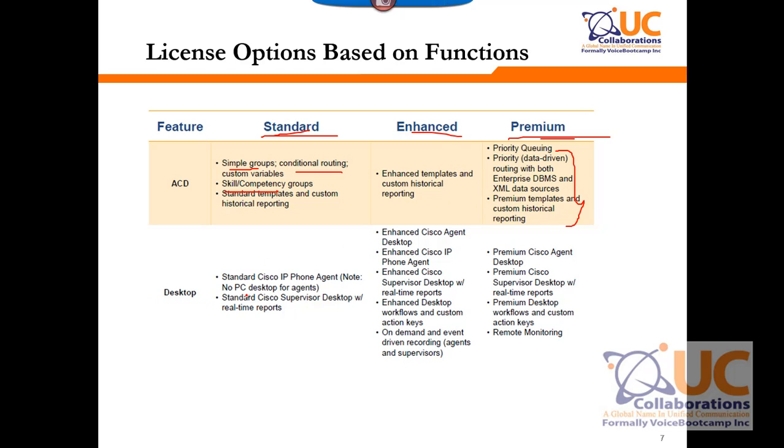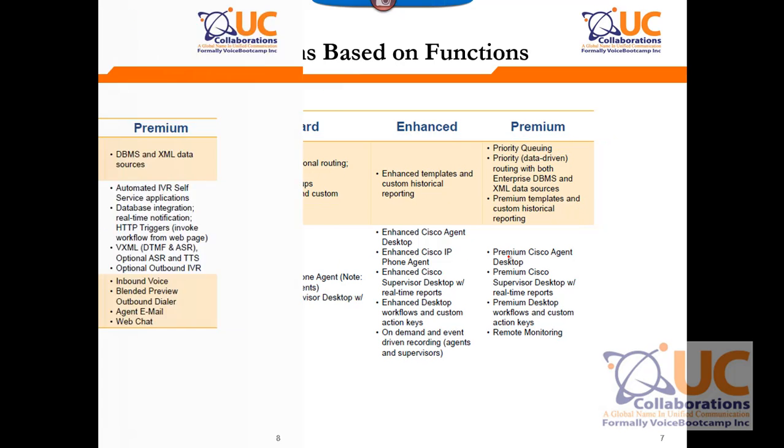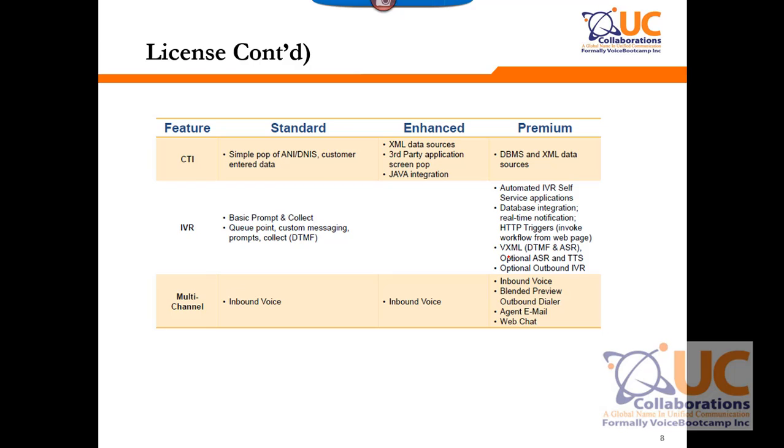Whereas a desktop, for example, gives you a standard IP phone agent, but no desktop-based application, which is the CAD. However, a standard supervisor desktop is allowed, so the supervisor can continue to monitor the agent, and so on. So all these different features are included in different licensing. So this is an example of what CTI and IVR and multi-channel features are available depending on a license. Now, licensing itself is a very complex topic. Like I said, licensing can be itself a boot camp.